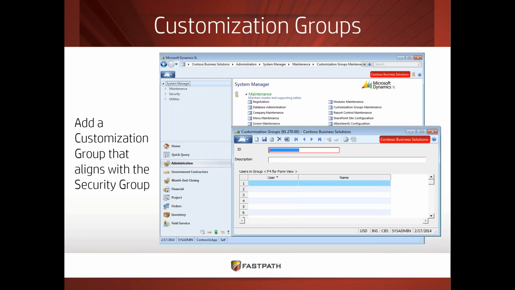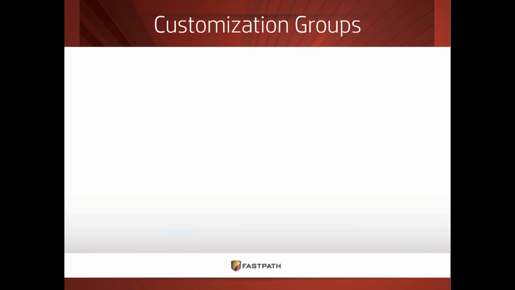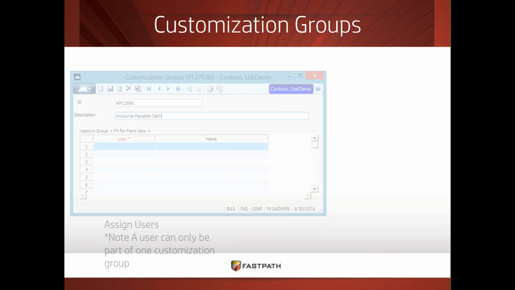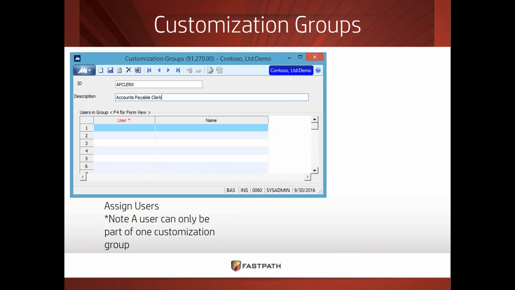One of the things you can do is add a customization group that lines up with the security groups that we talked about. So I'll go into customization group maintenance and create a group. The group itself is pretty simple. It's going to be the same name as maybe your security groups. In this case, we've been picking on accounts payable today, so we'll stick with that theme. And I created one called the accounts payable clerk on the customization group.